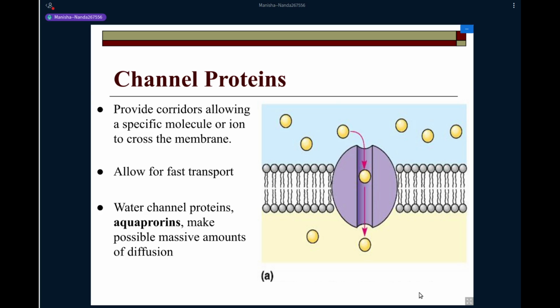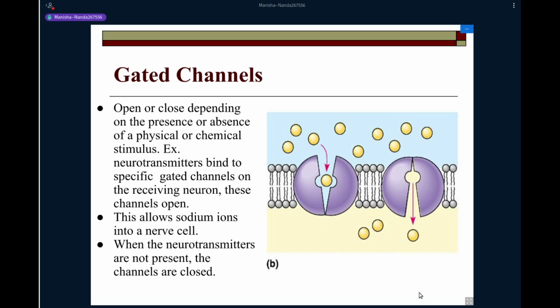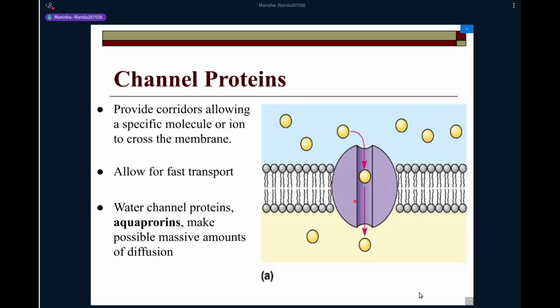Okay, let's move ahead. Then come the channels. Channel, as you know, means a passage, as you can see here, right? They do not have a carrying capacity. They cannot change conformation. If we talk of channels, they provide corridors which allow a specific molecule or ion to cross the membrane. They just have a passage that allows the flow of molecules both actively or passively across them.